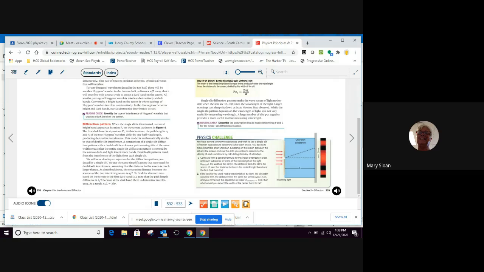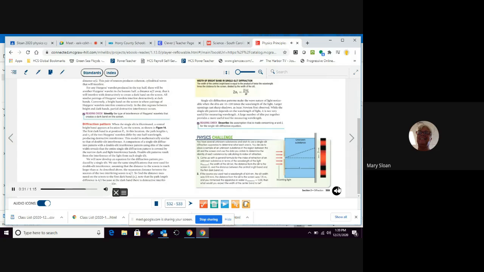All right, next page. Measuring the distance to the first dark band from the center of the central bright band, x1, it is better to determine the width of the central bright band, 2x1, as in the following equation. Width of bright band in single slit diffraction: the width of the central bright band is equal to the product of twice the wavelength times the distance to the screen divided by the width of the slit. 2x1 equals 2λL over w.